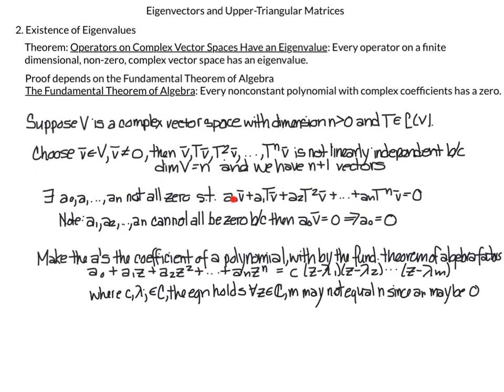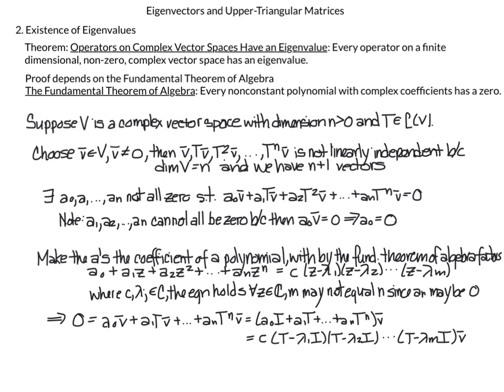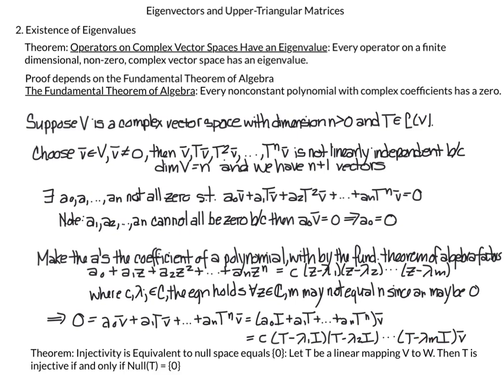Leaving this here for a moment, I'm going to take this equation and rewrite it down here. So I have 0 is equal to a0 v plus a1 Tv plus an T to the n v. I'm going to factor out my vector v. So I have (a0 I plus a1 T plus an T to the n) times my vector v, and I can do that because it's a linear transformation. And now, by this work here, we can factor this part of the polynomial to see (T minus lambda 1 I) times (T minus lambda 2 I) up to (T minus lambda m I), all times our vector v.